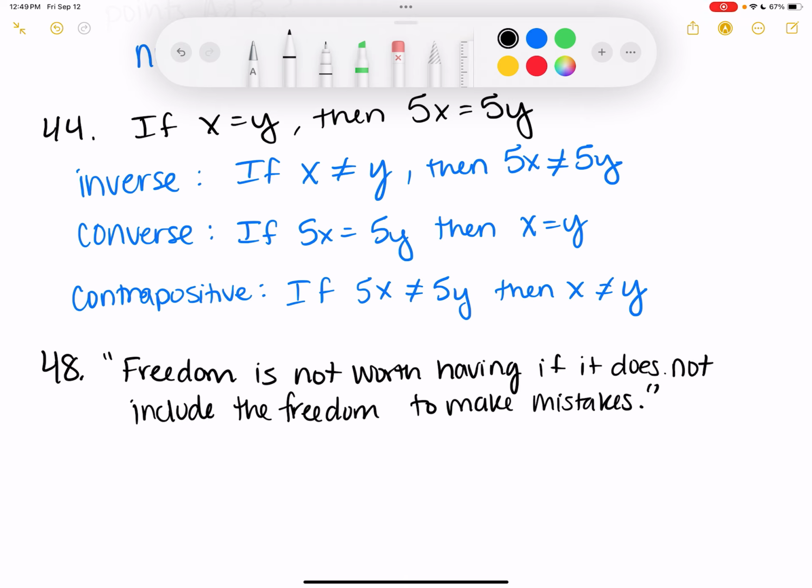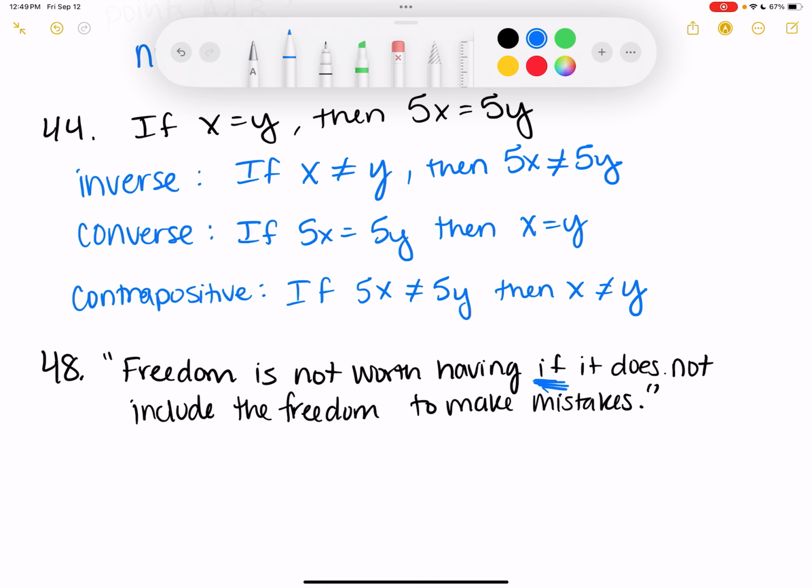There are two different ways we could go about wording this. Obviously there's already an if in here, so I need to be aware of that. I could say literally, if it does not include the freedom to make mistakes, then freedom is not worth having. Or I could change the phrasing slightly and say, if freedom does not include the freedom to make mistakes, then it is not worth having. Either of those two ways would be fine.